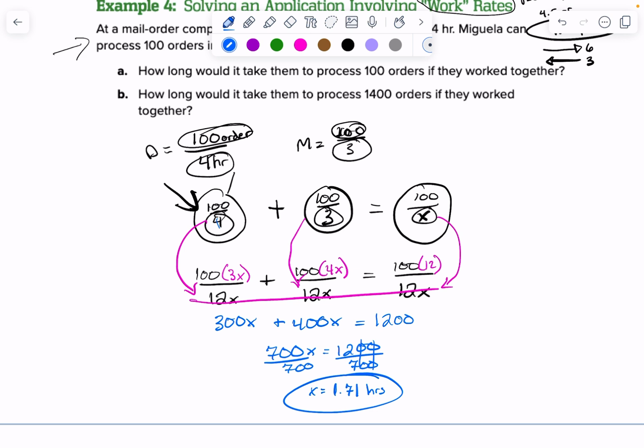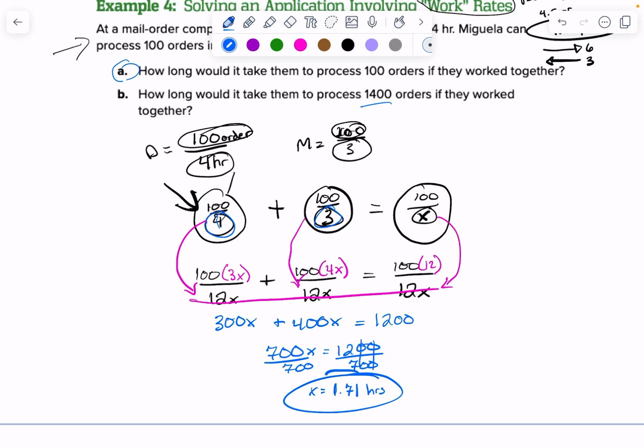1.71 hours. Okay, now that answers part A. How long would it take them to process 100 orders together? And that makes sense, right? If it takes one individually 4 hours and one individually 3 hours, together they're going to go pretty fast, right? How long would it take them to process 1,400 orders if they work together, right?